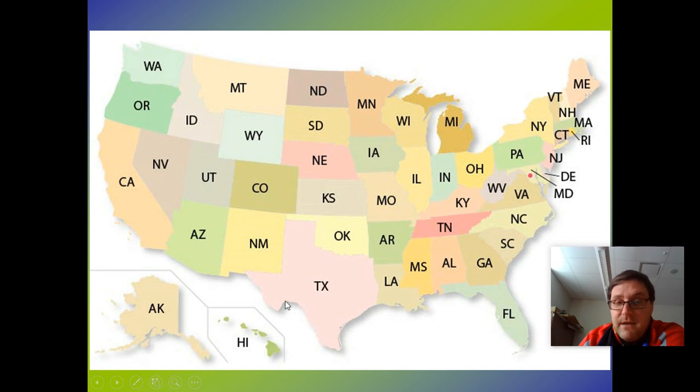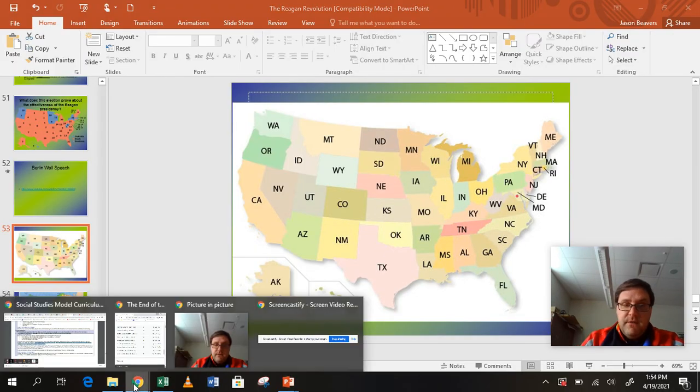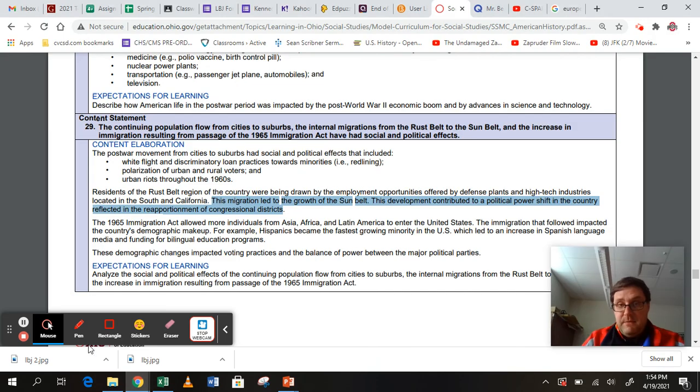So Texas has a lot of electoral votes. Florida has a lot of electoral votes. Georgia was a battleground state with more electoral votes than maybe they had before. Ohio's electoral votes are shrinking because people are moving from up in here to down in here. And of course, not only are there more electoral votes, but there's also more members of Congress too, members of the House of Representatives. So the southern states, the Sun Belt seems to have a lot more political power than it used to.